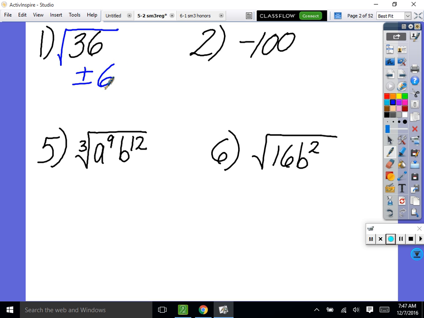Now why is that the answer? Well, that's because 6 squared equals 36 and negative 6 squared equals 36. So that's why it's plus and minus 6. Correct, everybody? Okay, now next one.